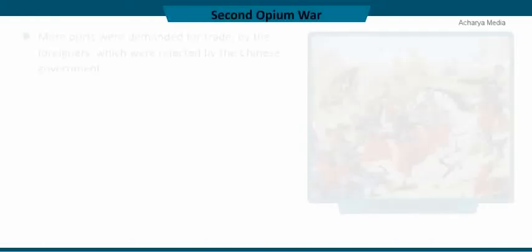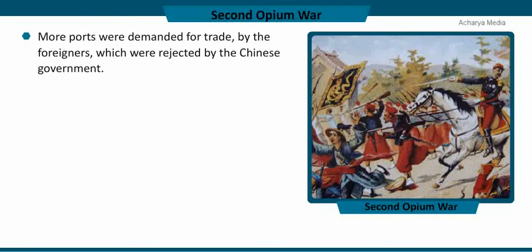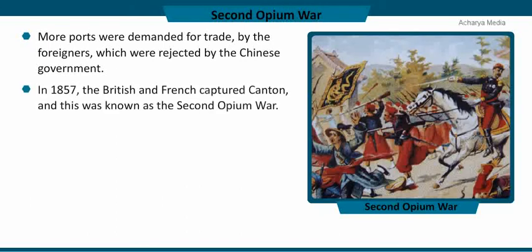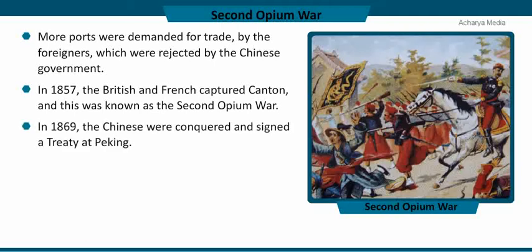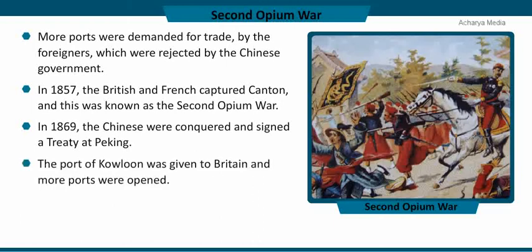Second Opium War. More ports were demanded for trade by the foreigners, which were rejected by the Chinese government. In 1857, the British and French captured Canton, and this was known as the Second Opium War. In 1869, the Chinese were conquered and signed a treaty at Peking. The port of Kowloon was given to Britain, and more ports were opened for trade.